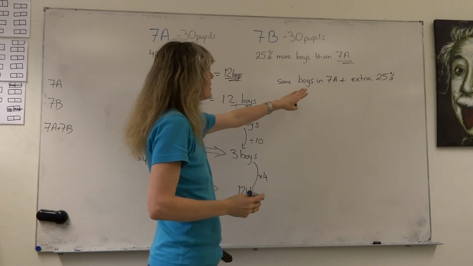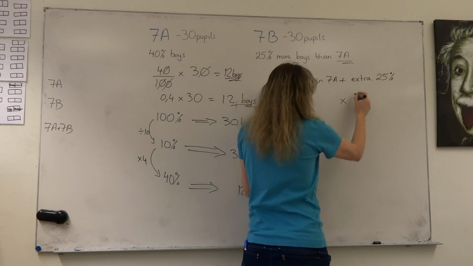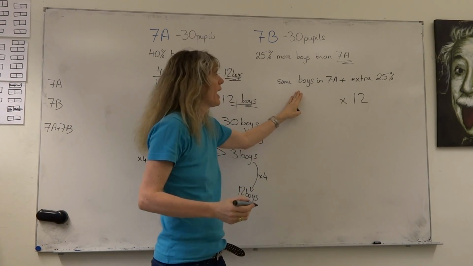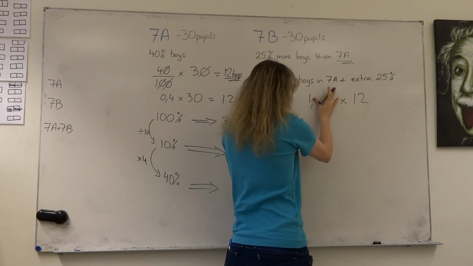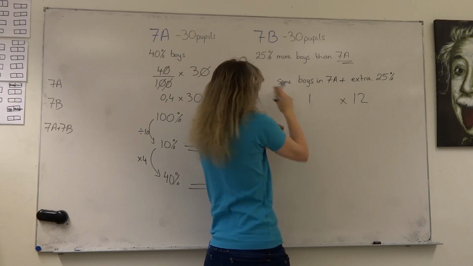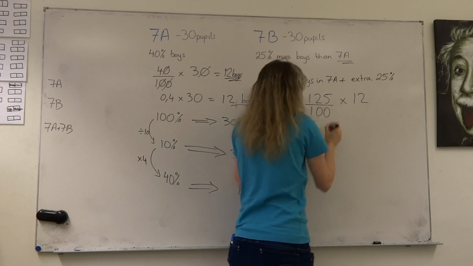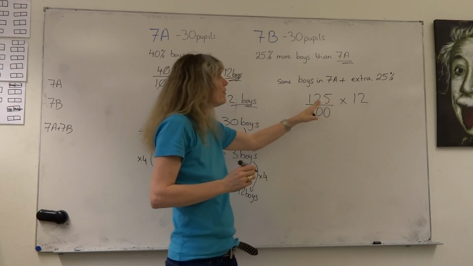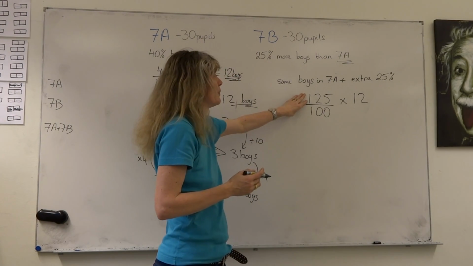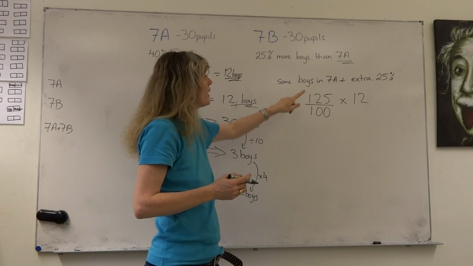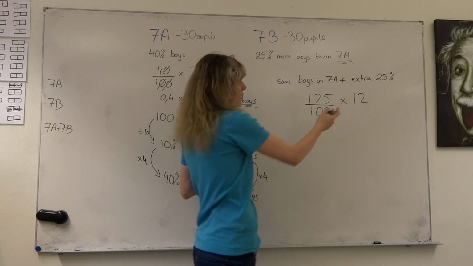So what we can say is, how many boys are there in 7A? There are 12. But 7B has the 100% that 7A has, plus an extra 25%. So they have 125% of 12. They've got the same number of boys plus an extra 25%. We can think of that as being 125. So we're trying to find out what 125% of 12 is.